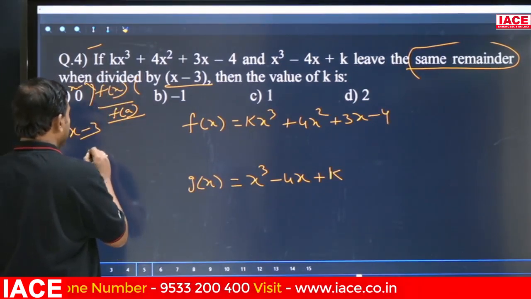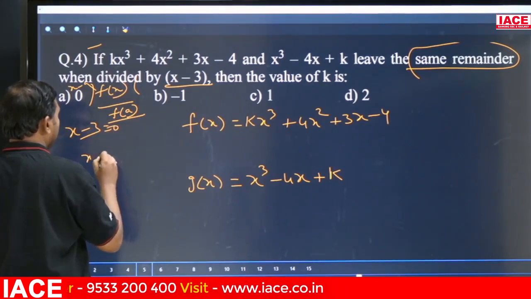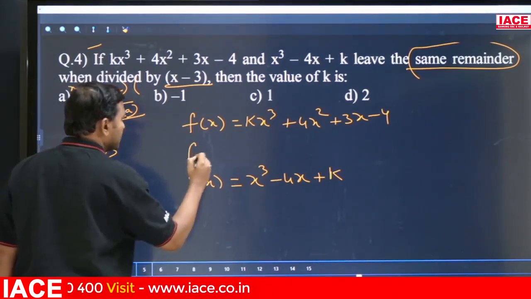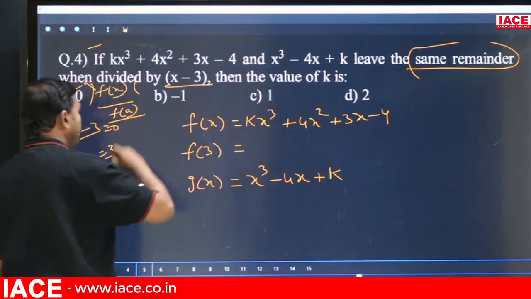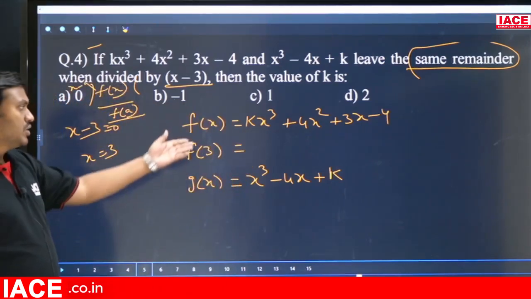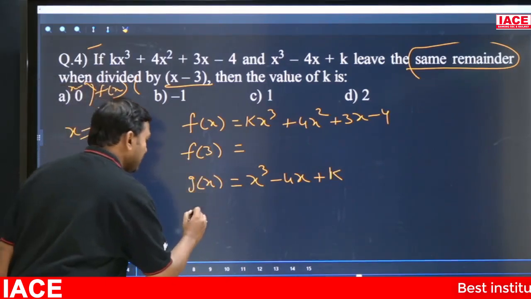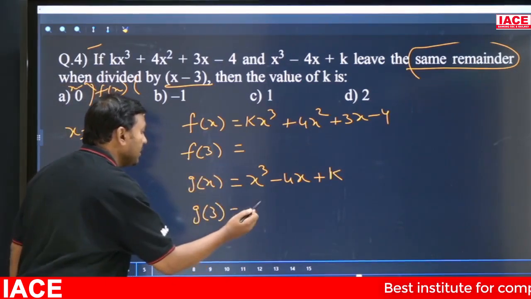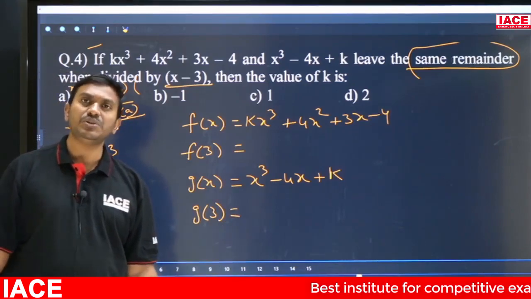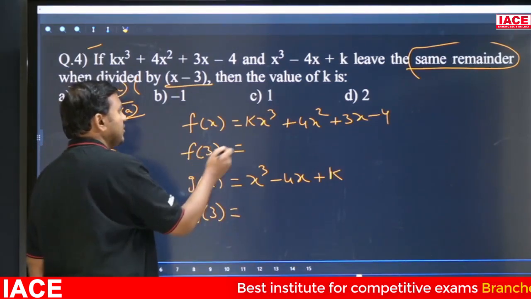So I am taking x minus 3 equal to 0. So x equal to how much? 3. F of a means f of 3. A is how much? 3. So we have to find f of 3. So what is the remainder here? F of 3. Similarly, what is the remainder here? G of 3. So f of 3 and g of 3 are the same, right? We will substitute x equal to 3.